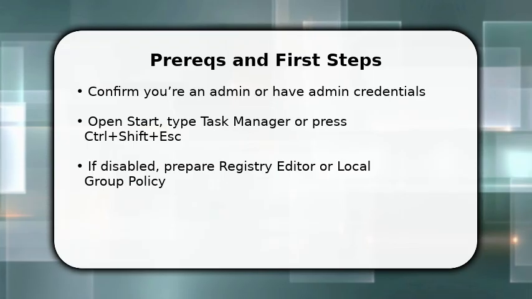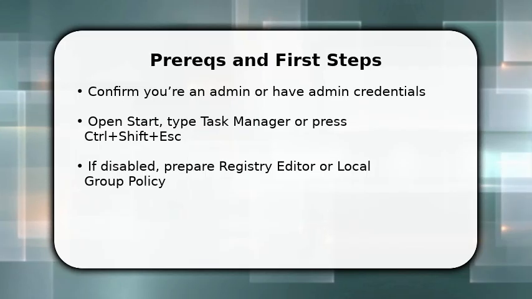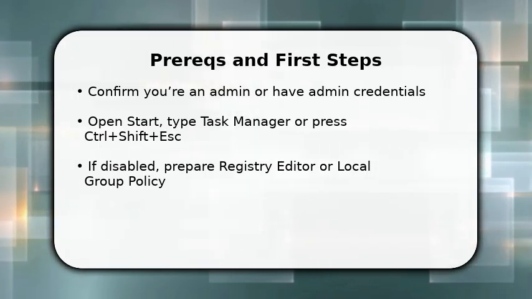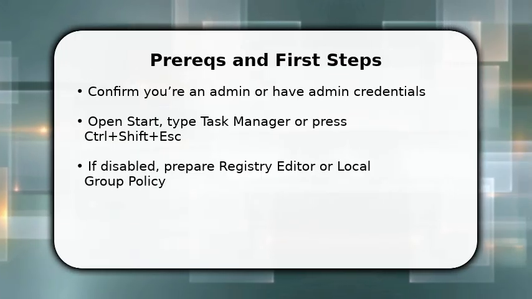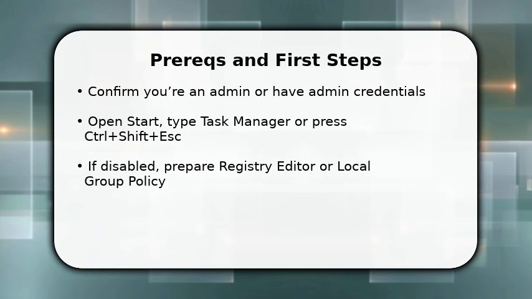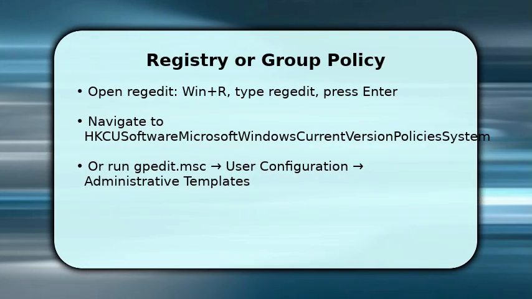If it's blocked, stop and prepare the tools you'll use next: Registry Editor or Local Group Policy Editor. Make sure to create a restore point before editing system settings, because these tools change core configuration, and you want a safe rollback option. You'll choose Registry or Group Policy based on your Windows edition. Home usually needs Registry edits, Pro and above can use Group Policy.